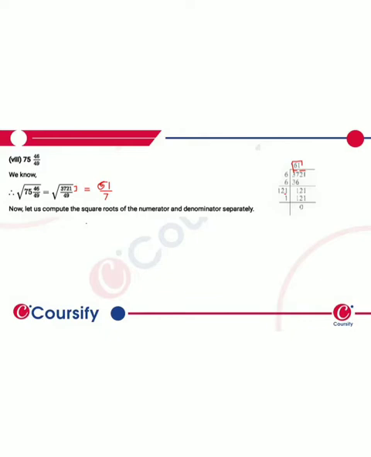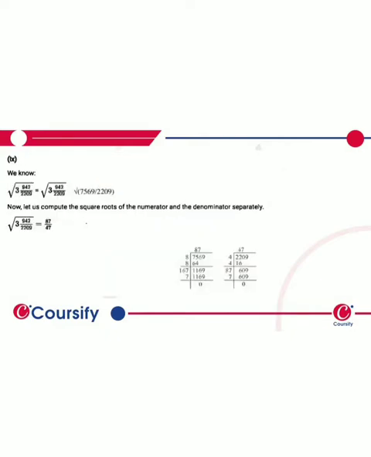Next question, or the next part, that is 2209 into 3 plus 942. So this gives us 7569 upon 2209. So in this we have to solve again separately the numerator and denominator, and this time we'll use the long division method for both.